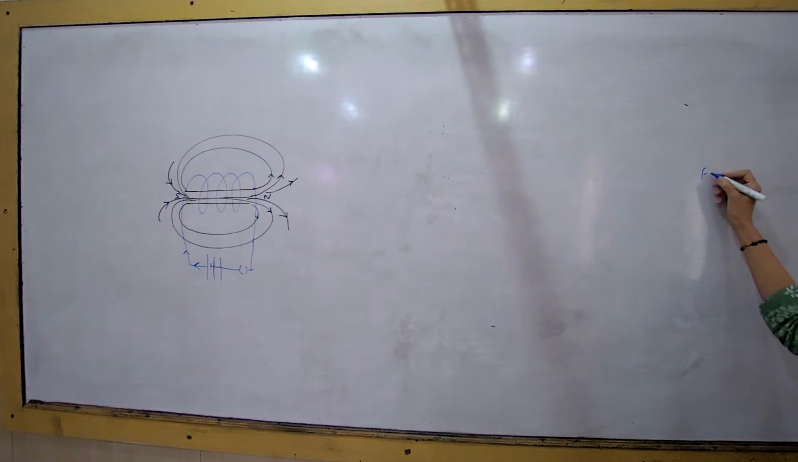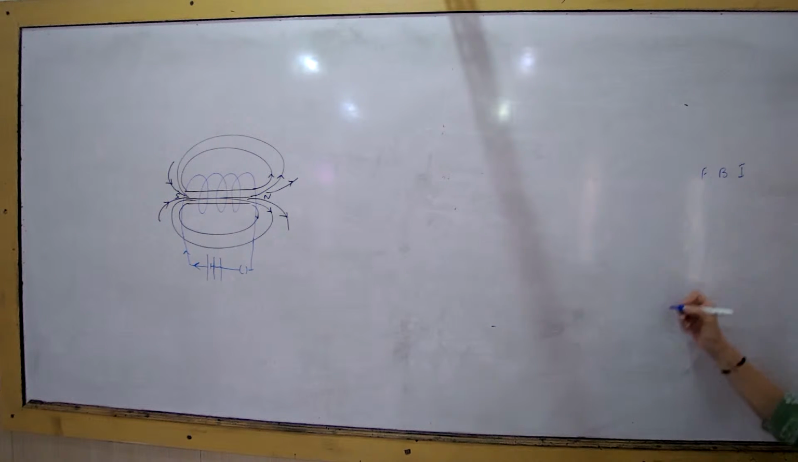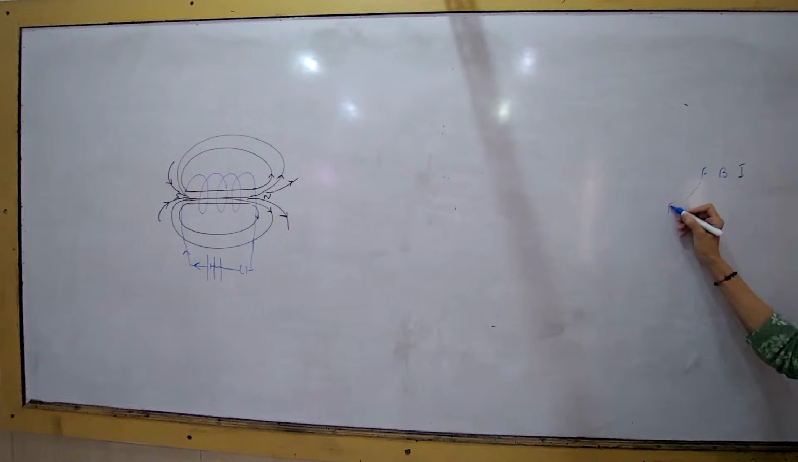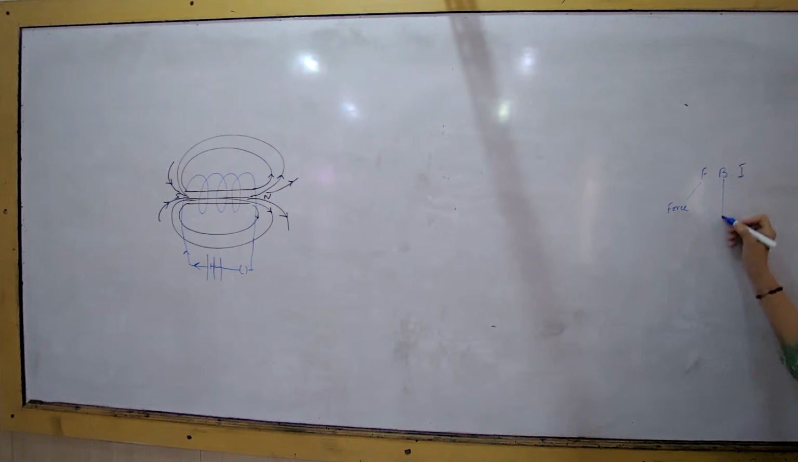So if you remember this acronym, what is this acronym? All of you know that? You know this FBI? Just like CBI, we have got FBI. That is the Federal Bureau of Investigation. So if you remember this acronym, it becomes very, very easy. F stands for force, and B stands for your magnetic field. I, of course, is your current.